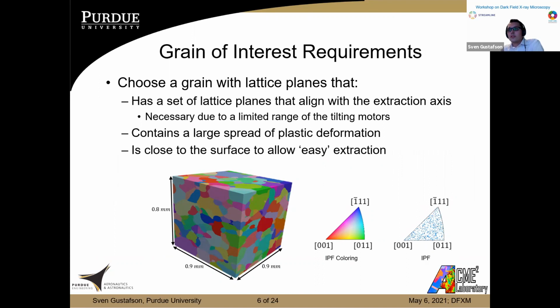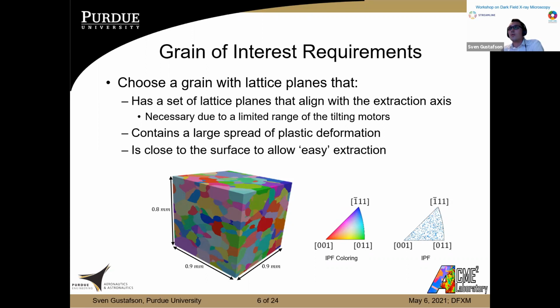One of the major restrictions we had was, since this is nickel, we had to extract a much smaller specimen to be able to have enough flux at the beam to see anything on the detector. So we needed to extract a grain of interest, which required us to first find a grain of interest to look at. And we had a few requirements that we needed to meet.